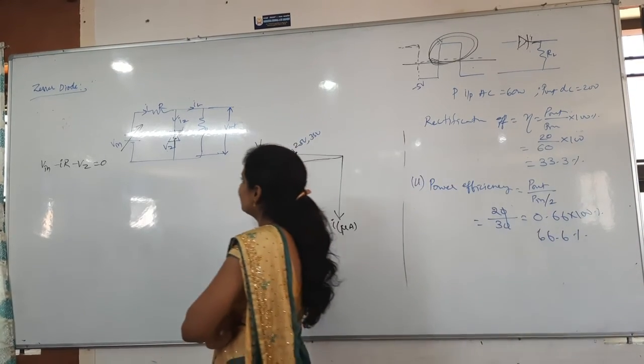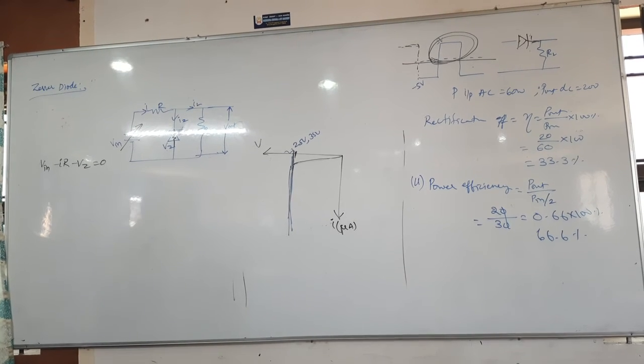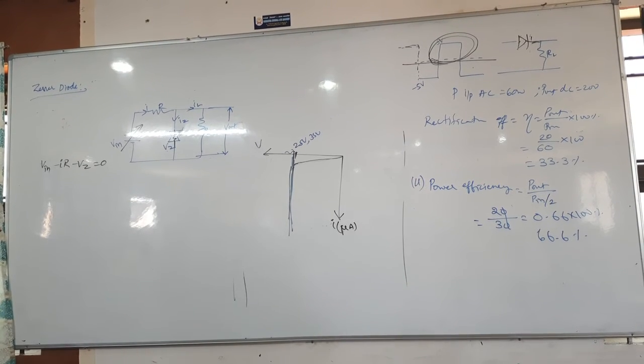This is heavily doped. The next point, Zener diode will act like a regulator or stabilizer when it is operating in reverse bias. Underline that, important.